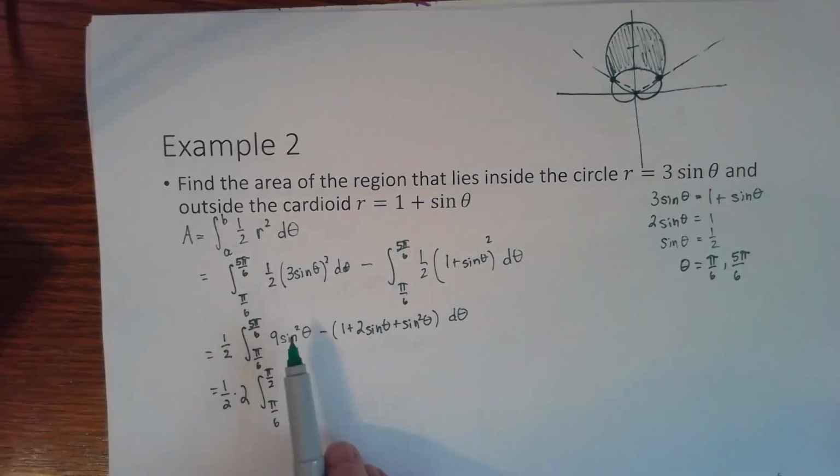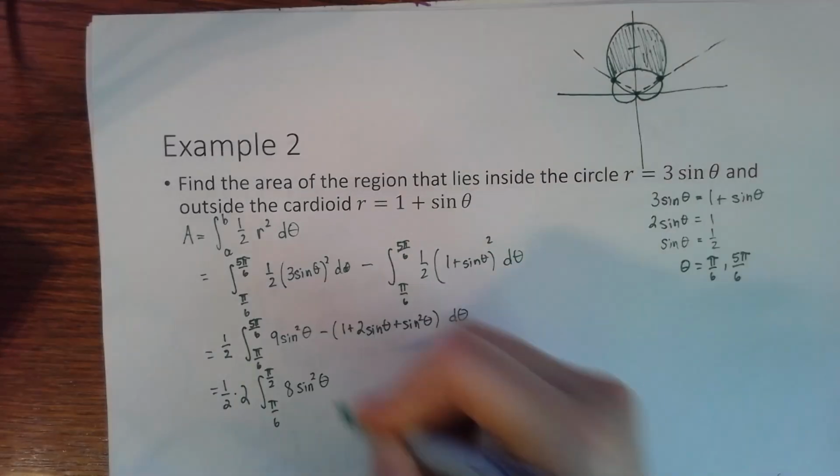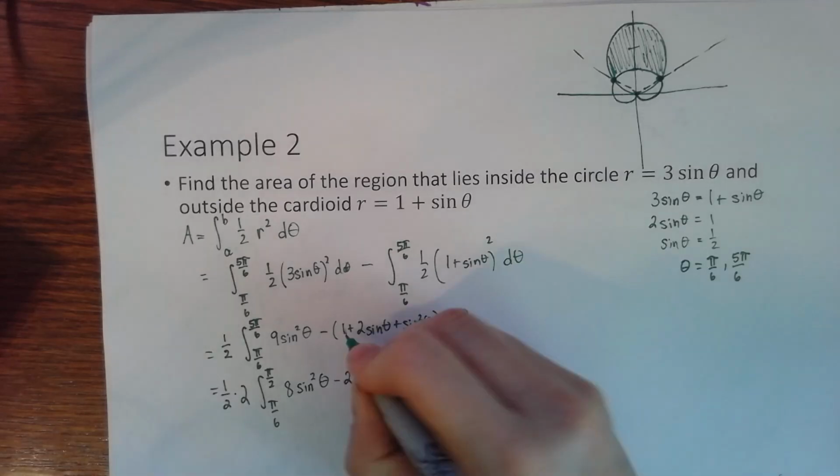And then simplifying in here, we've got 9 sine squared and then minus sine squared. That'll give us 8 sine squared. And then we've got a minus 2 sine and then a minus 1.